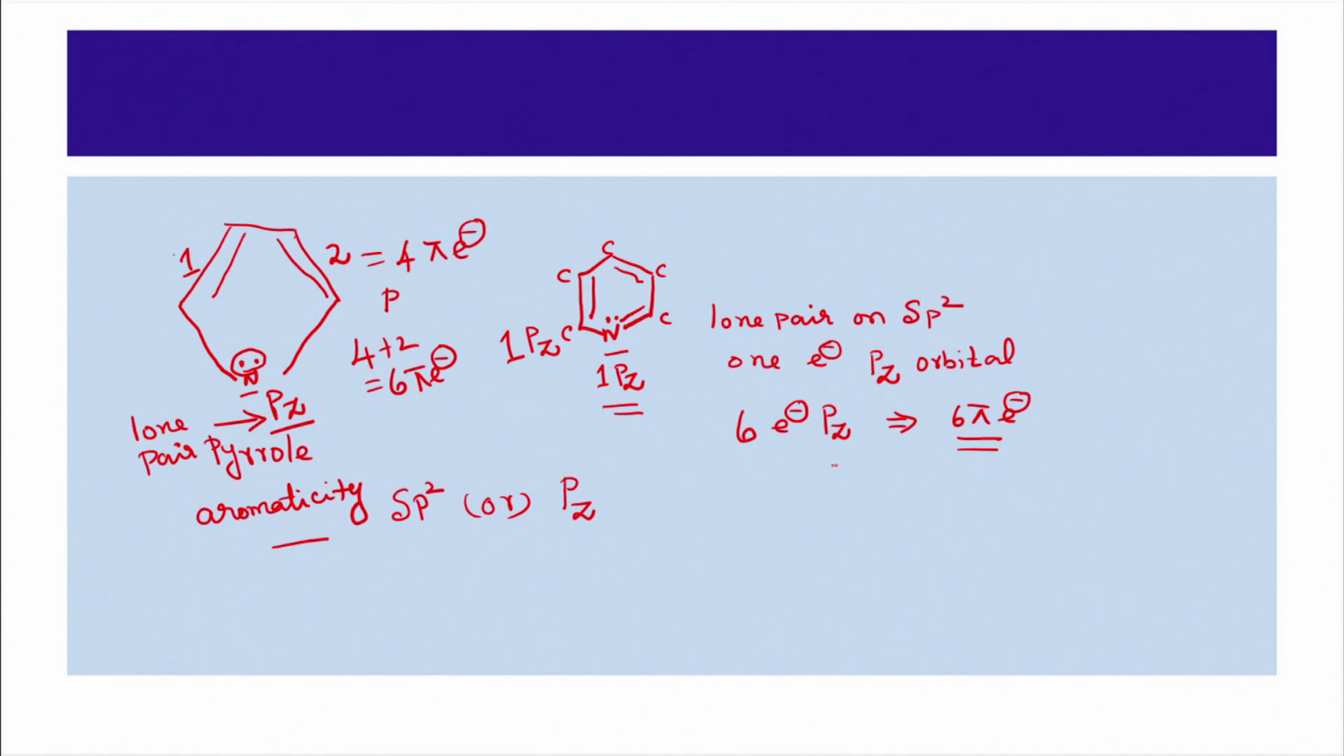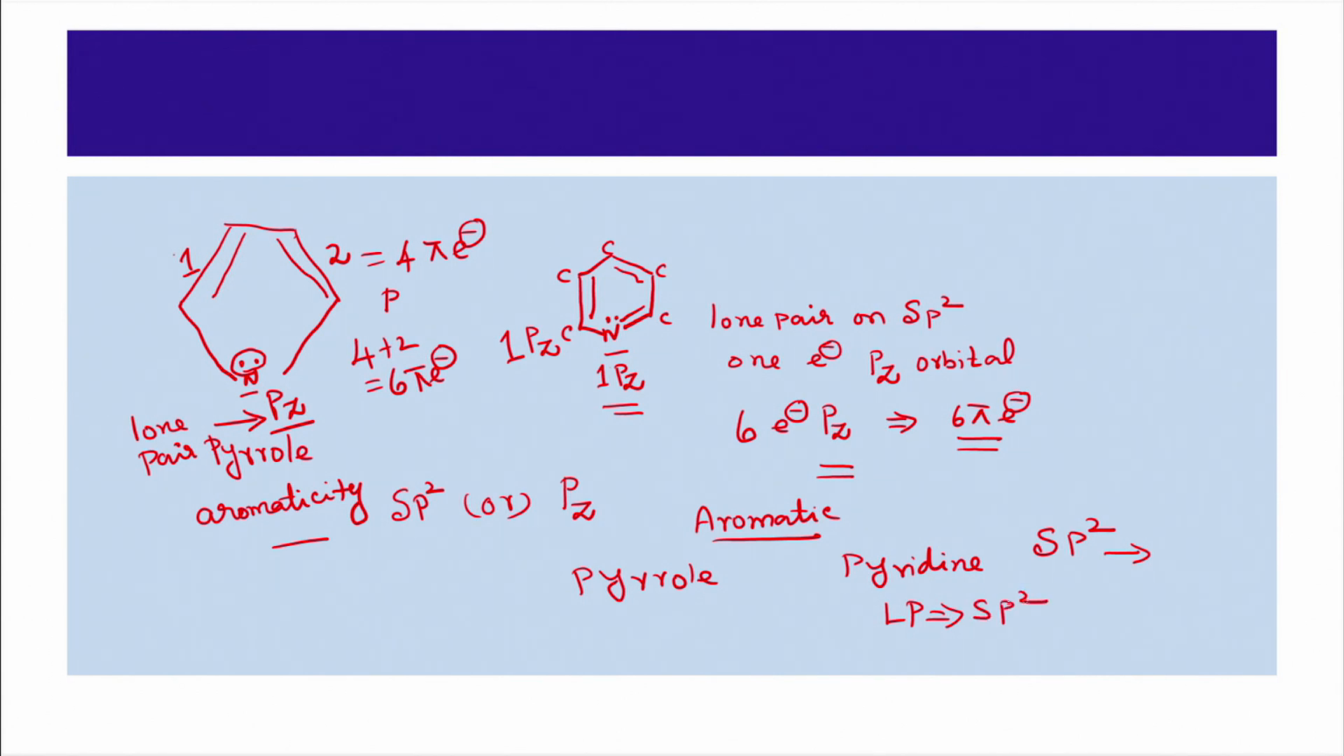So the stability of the final species, that is the aromatic nature, of pyrrole and pyridine decides where we will put the electrons. Both have nitrogen with sp2 hybridization; in pyridine the lone pair is in the sp2 hybridized orbital, and in pyrrole the lone pair is in the pz orbital.